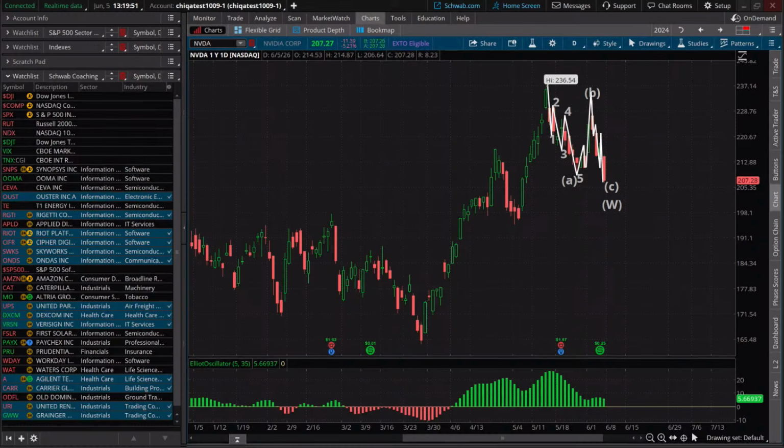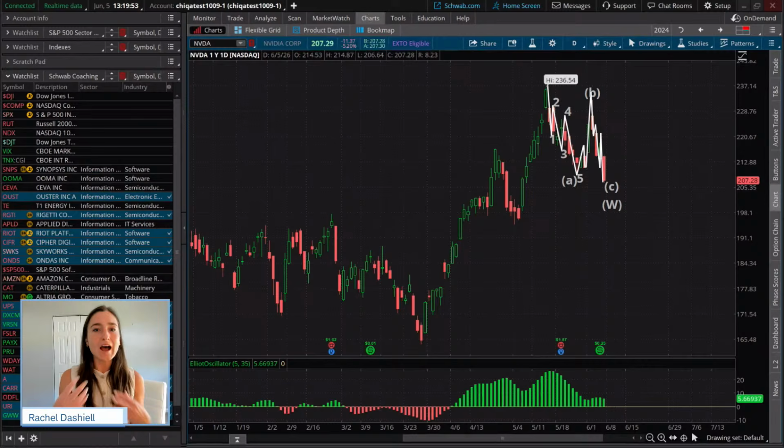Now we're going to get into the two different types of more sideways, churning corrections. I would say the zigzags are what we call the correction through price, and the flats and the triangles are more of a correction through time. So let's take a look at a couple different flats here.